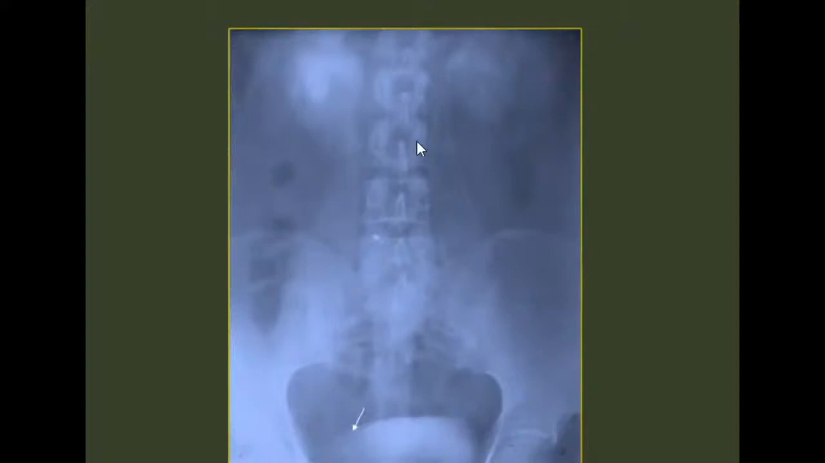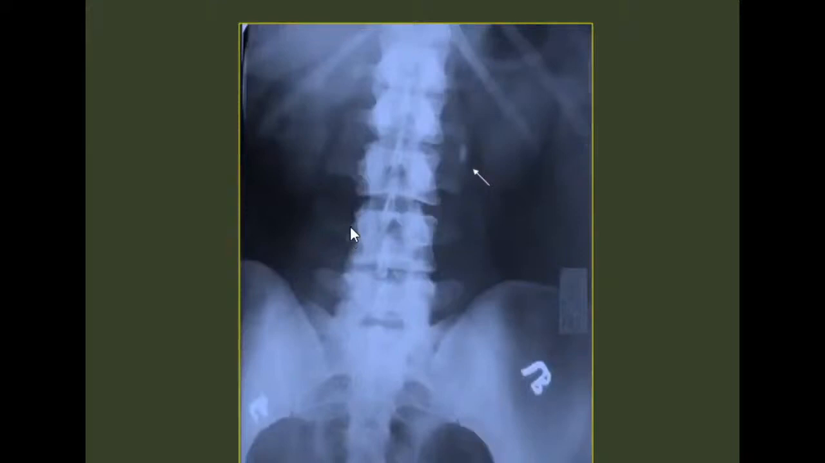Excretory urography, compare please. Left side, normal pyelocalyceal system, normal ureter. Right side, we can see distension, dilation of the pyelocalyceal system as well as the ureter, it is also dilated. Where is the cause? Here, a small stone, about 4 to 5 millimeters, caused such marked dilation, ureterohydronephrosis.